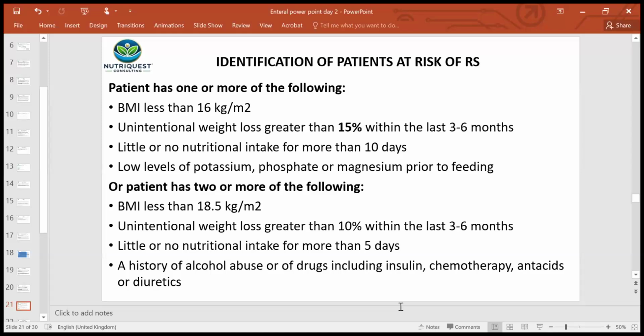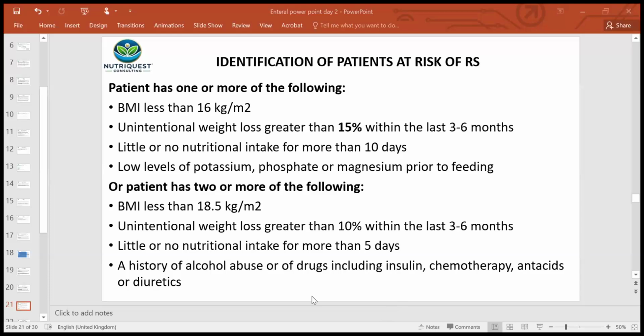Or the patient has 2 or more of the following. BMI less than 18.5 kg per meter square, unintentional weight loss greater than 10% within the last 3 to 6 months, little or no nutritional intake for more than 5 days, a history of alcohol abuse or of drugs including insulin, chemotherapy, antacids, or diuretics, that patient will be at a risk of refeeding syndrome.